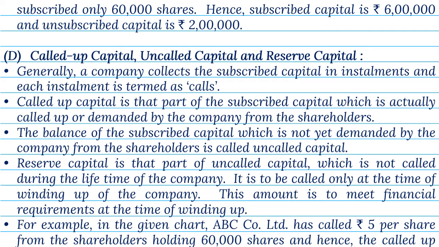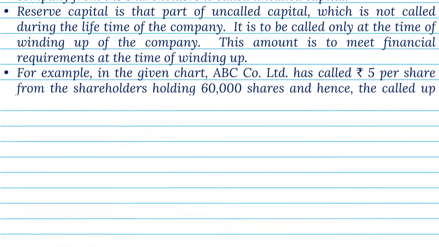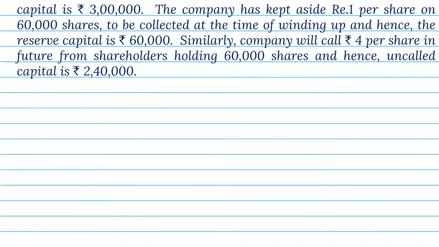For example, in the given chart, ABC Company Limited has called rupees 5 per share from the shareholders holding 60,000 shares, and hence, the called up capital is rupees 3 lakhs. The company has kept aside rupee 1 per share on 60,000 shares to be collected at the time of winding up, and hence, the reserve capital is rupees 60,000.